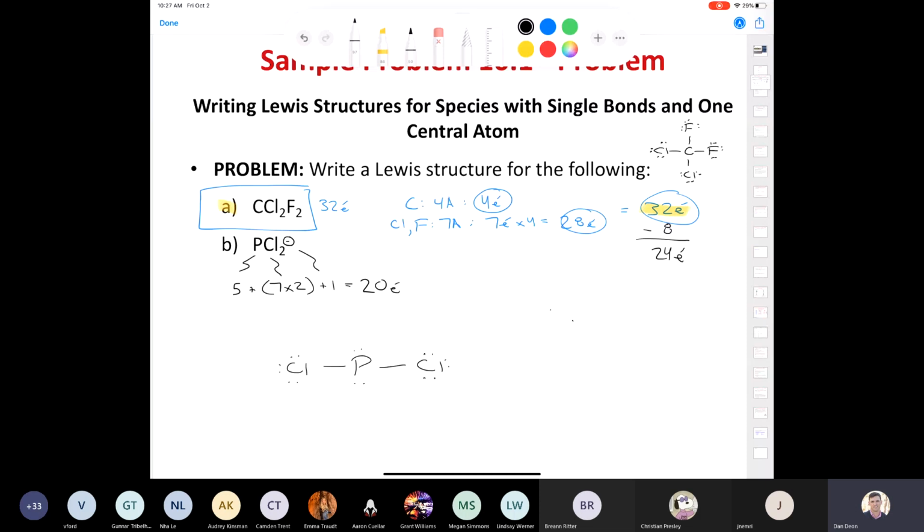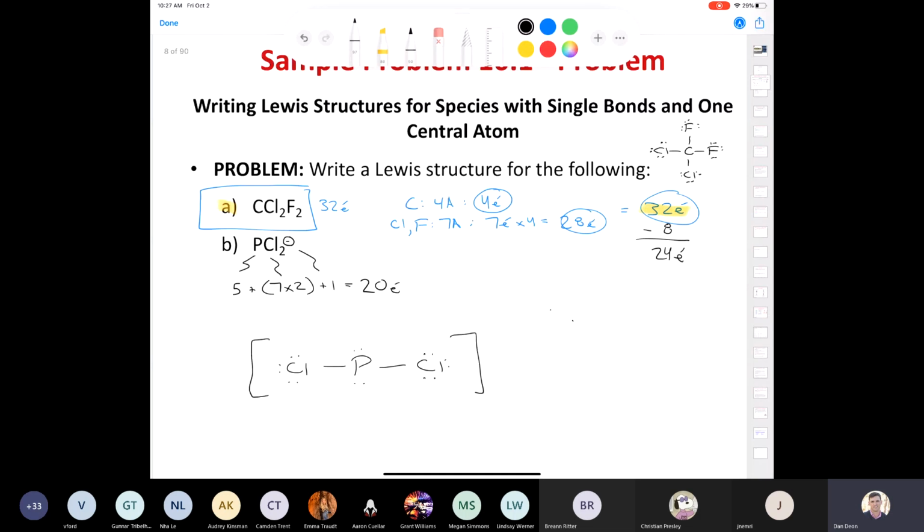Now you can see that the 2 chlorines have complete octets. Don't believe me? Look, 1, 2, 3, 4, 5, 6, 7, 8. Good. Let's look at the other chlorine. 1, 2, 3, 4, 5, 6, 7, 8. Also good. Now let's look at the phosphorus. The phosphorus has 1, 2, 3, 4, 5, 6, 7, 8. Okay, so everything here is good. And I'd have to go double check our book.